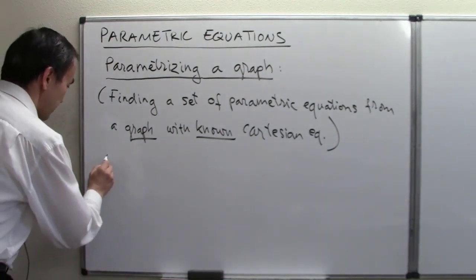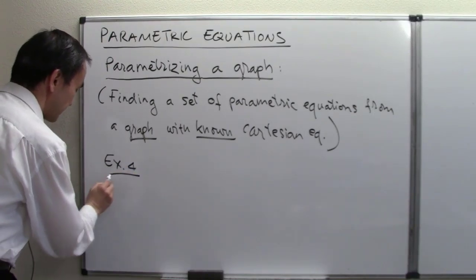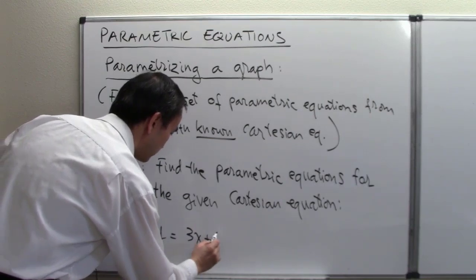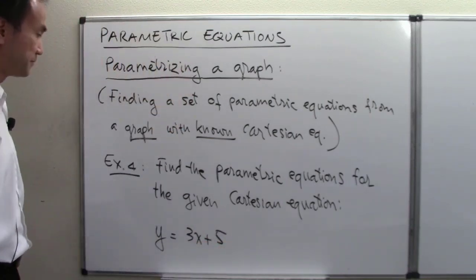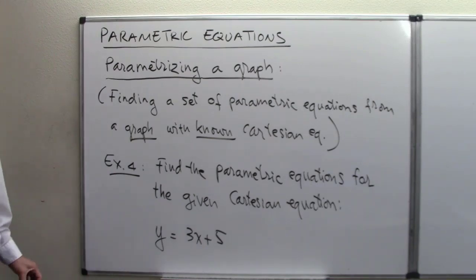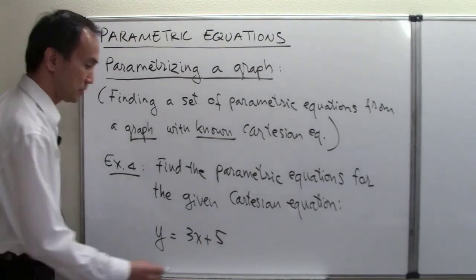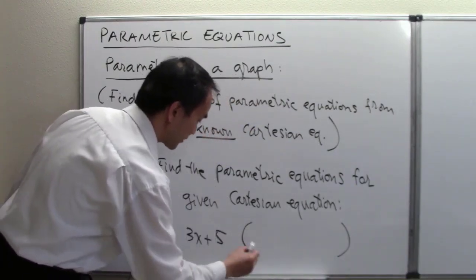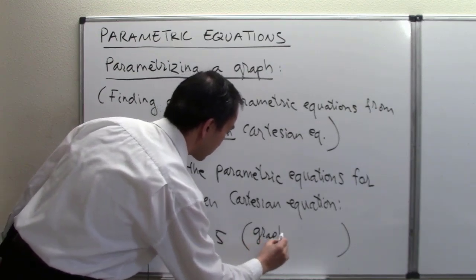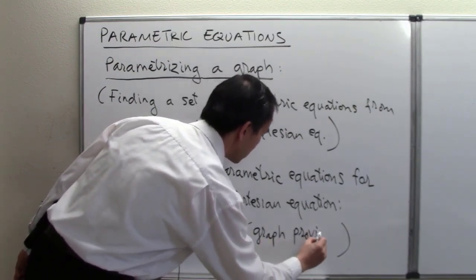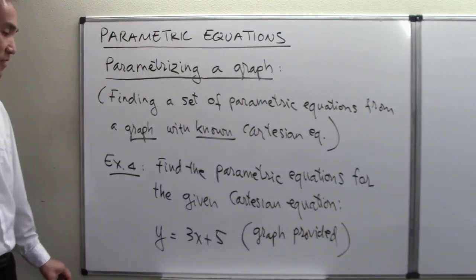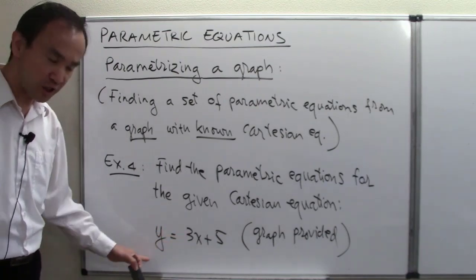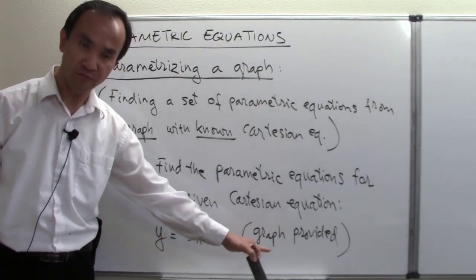So how about we call it example 4 right here. y equals 3x plus 5. And now allow me to add in this open parentheses right here: graph provided. I'm going to quickly hop onto the computer screen to show the graph. So y equals 3x plus 5 is a Cartesian equation, and I will show the graph right here. The graph will be provided for this.